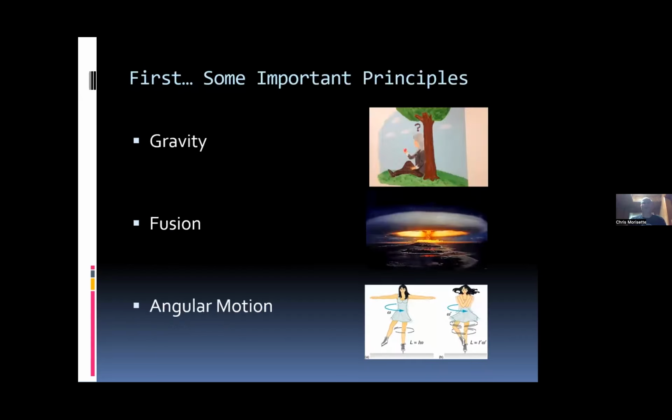Before we get into a discussion on processes, I want to cover a couple of things first. First, some important principles. Gravity plays a big role in how our cosmos is created. Gravity is that force of nature that keeps our feet firmly planted on the earth. And more generally, gravity is an attractive force that will bring together two objects of mass. Fusion, in particular hydrogen fusion, is a big principle and something that you'll need to understand in order to understand what's going on out there.